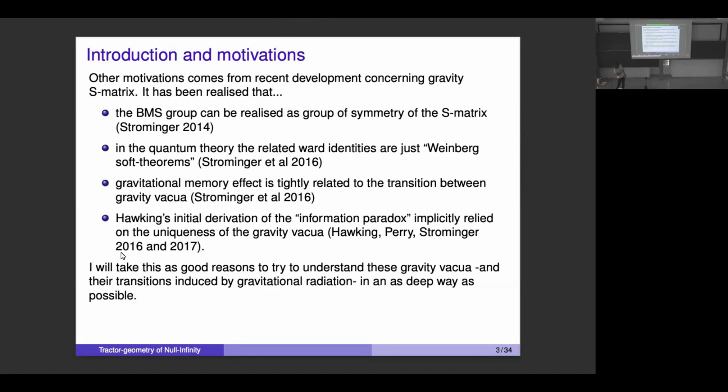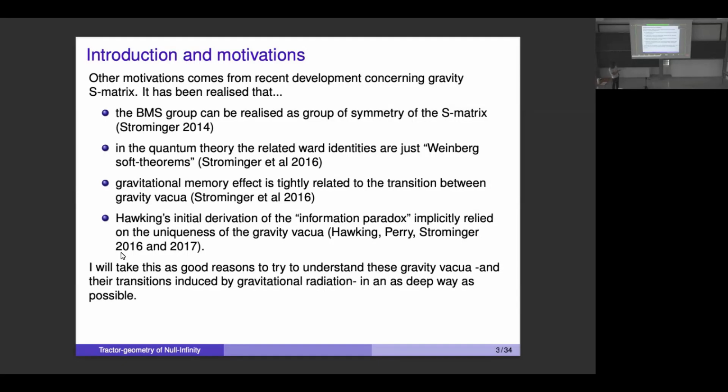Other motivation for this work are recent developments in gravity S-matrix. It was understood in the last years that in fact the BMS group is a symmetry group for the gravity S-matrix, while the Ward identities are then seen to be Weinberg's theorem. So it gave a new derivation of Weinberg's theorem. And on the classical side of it, there was the gravity memory effect, which we understood in relation with this as being a transition between gravity vacua and in relation with the action of the BMS group.